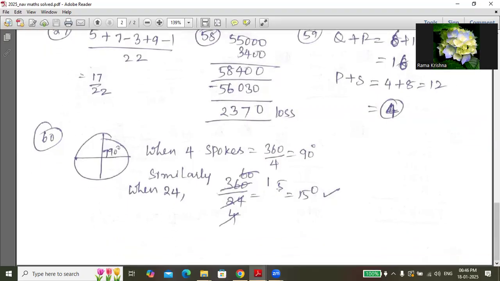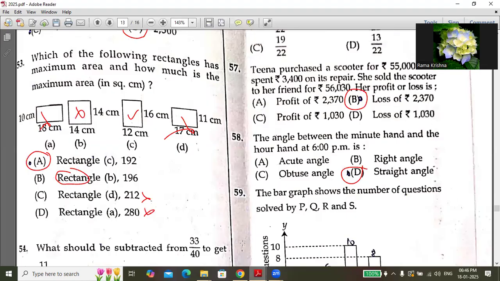If a circle has 24 spokes, for example, if you see when a circle has 4 spokes like this, each will give 90 degrees. In the watch, we will see like this. So when 4 spokes are there, we are dividing 360 by 4, that is 90. These spokes are at equal distance, with equal angle. So similarly, when there are 24 spokes of a bicycle, those bicycle spokes will be in an order. So the angle between each spoke is similar. So that is the reason 360 by 24 will give 15 degrees, which is the correct answer.